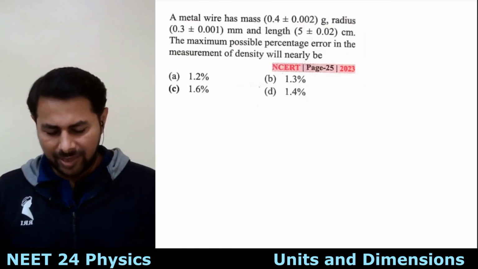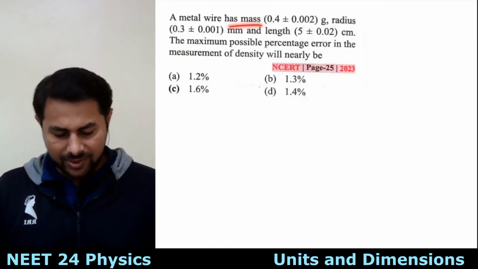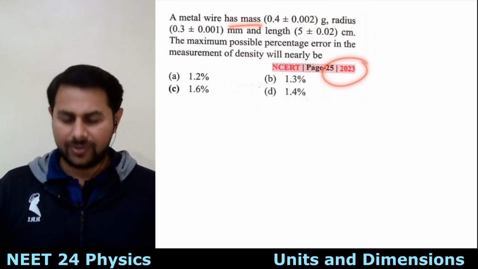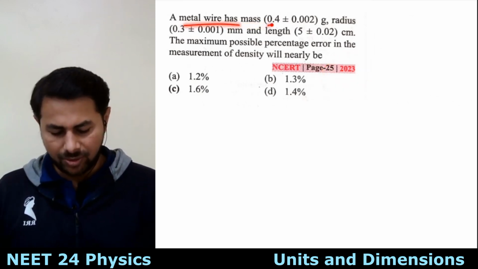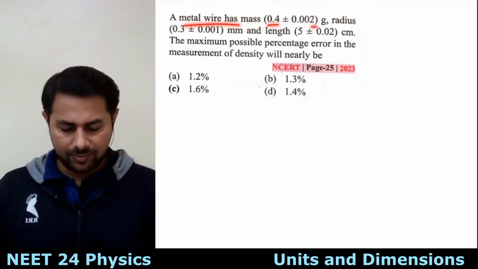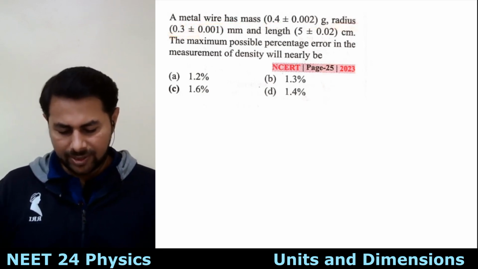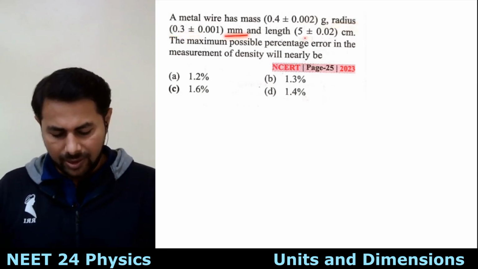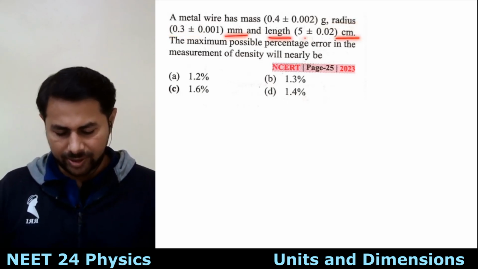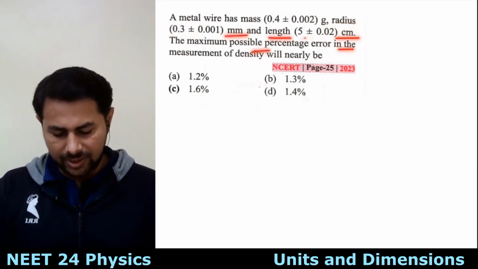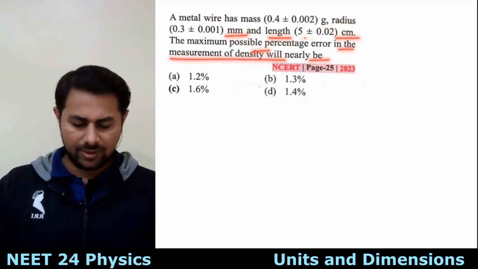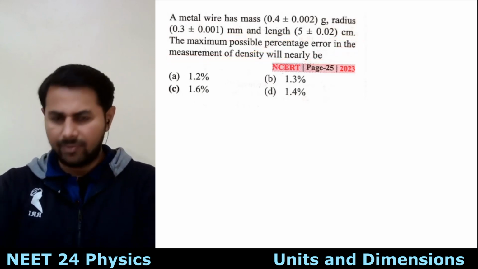Let's see next one. A metal wire has mass. This is also from 2023. Okay, metal wire has mass of 0.4 plus minus this thing, and radius of 0.3 plus minus 0.001 mm, and the length is this much. Maximum possible percentage error in the measurement of density will nearly be. Tell me.